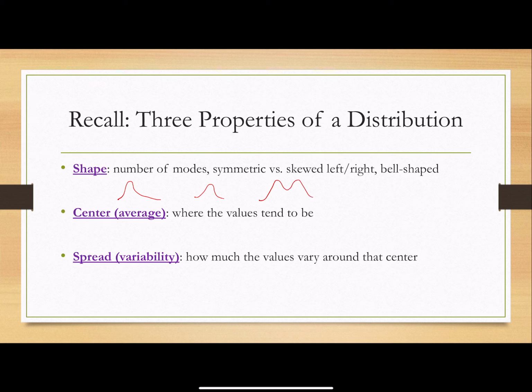The center, that's like the high point, right? That's where the things that you're trying to talk about are. That's the center, the average. And then the spread, the variability, how much the data is spread out, how wide the data is. So these are the three things that we are interested in discussing.